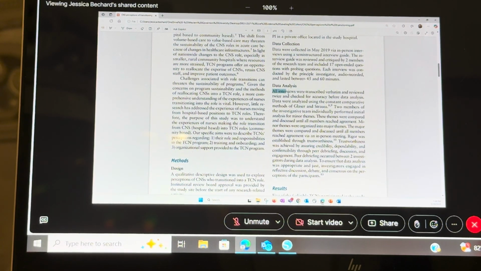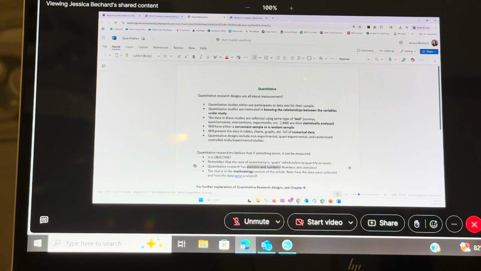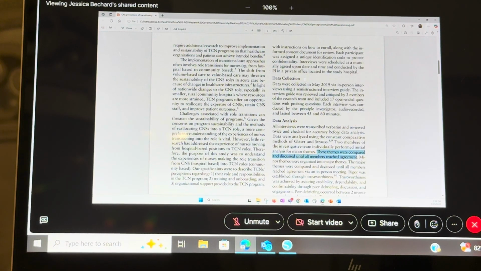We can go even a bit further and said all interviews were described and transcribed verbatim. These themes were compared and discussed. So if we go back to our collection tools, did they use a survey or a questionnaire or some type of intervention or experiment? How did our researchers collect data in our article? Did they do a questionnaire or did they do an interview? Yeah, Shelley, they did an interview. Yes, good job. They did interviews.